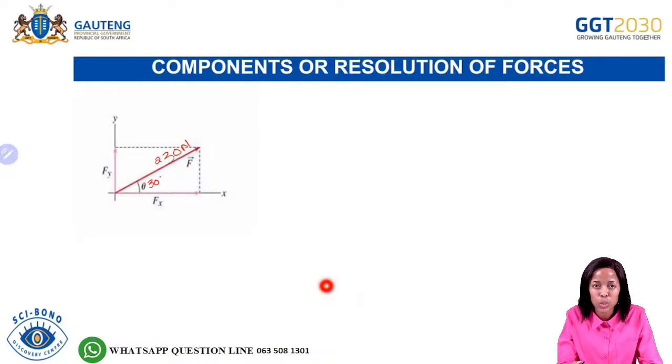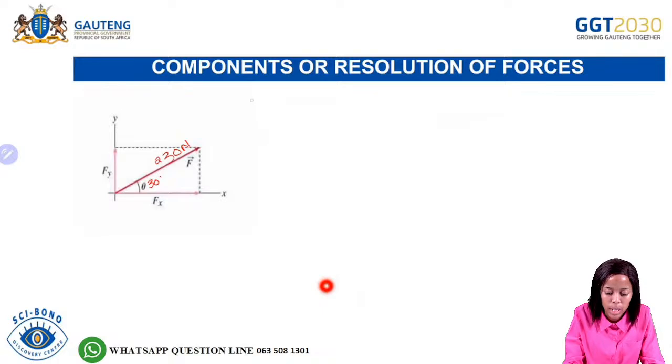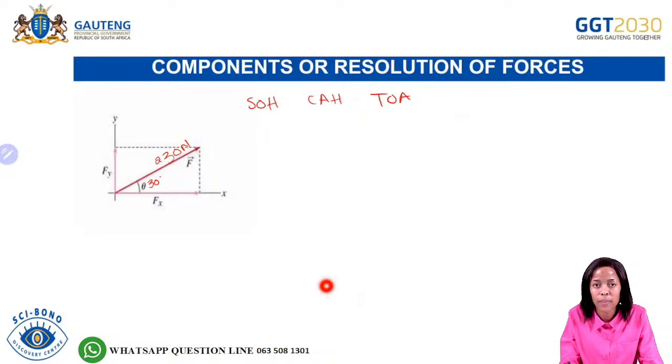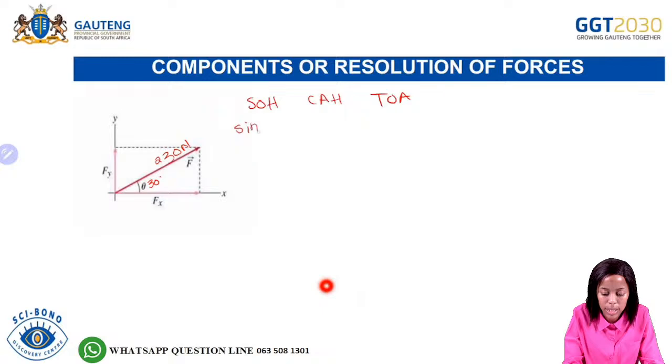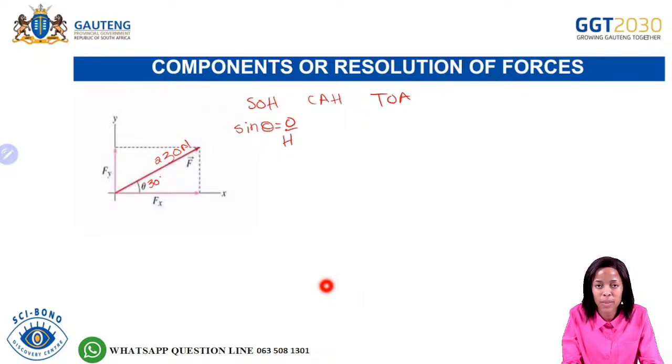What is it that you are going to do? We can use our soh cah toa. With this one, the S represents sine theta, which means sine theta is equal to the opposite over the hypotenuse. The C represents cos theta, which is equal to the adjacent over the hypotenuse. And tan theta is the opposite over the adjacent.